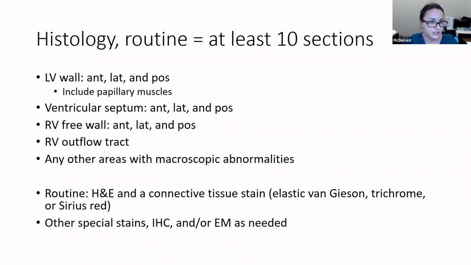So they recommend routine histology that produces at least 10 sections. So they will have 3 sections from the left ventricle, the septum, and the right ventricle free wall, as well as the right ventricle outflow tract, as well as any other areas with macroscopic abnormalities. And they suggest routine H&E and a connective tissue stain with other tests as needed.